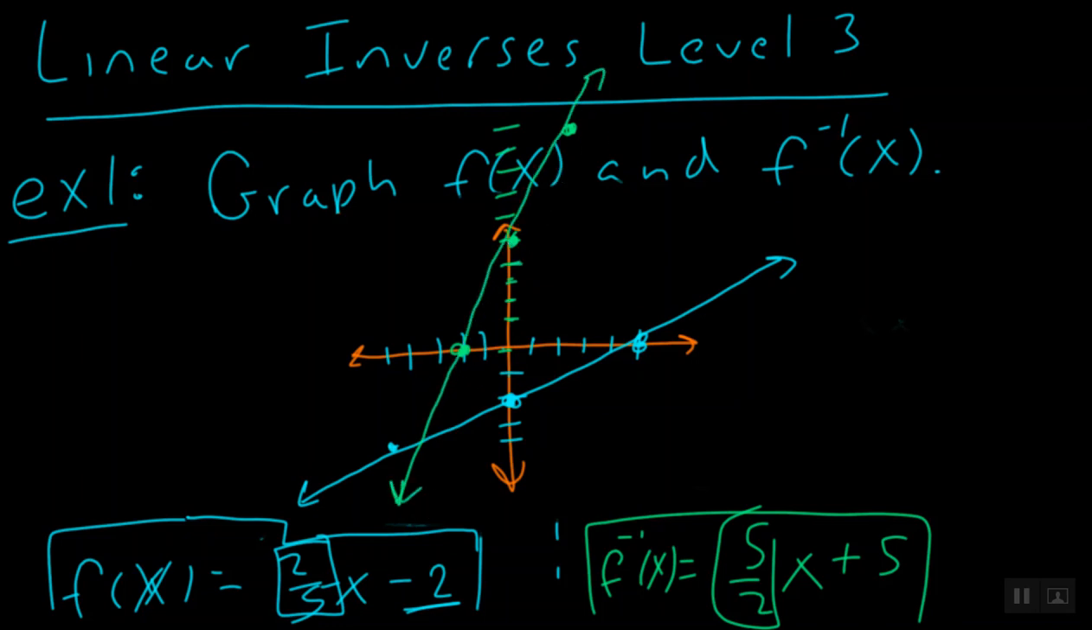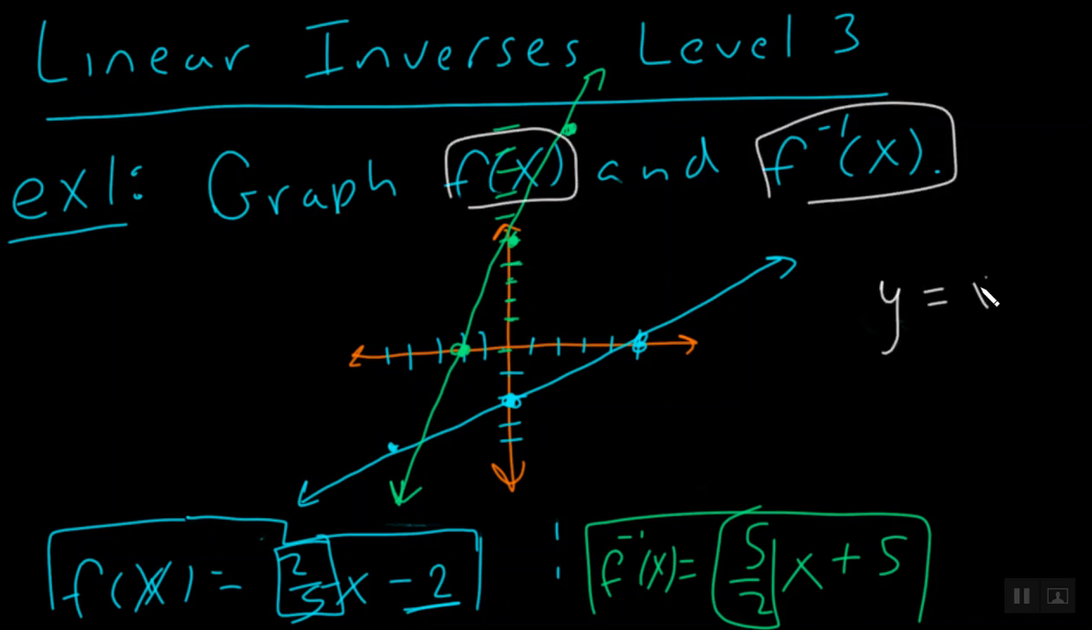Now notice that these are a function and its inverse, so they have to reflect across the line y equals x. And if I were to draw that line, you'll see that they reflect, or they intersect on their reflection point of the line y equals x.